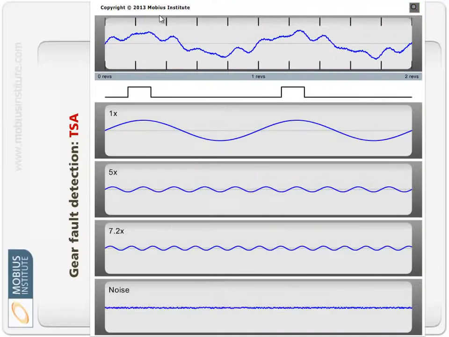So there's just 2 revolutions of the shaft, and the vibration I'm seeing here in my little simulation is I've got 1x vibration, 5x vibration, 7.2x vibration. Now that might be bearing frequency, for example, and I've got noise on top of that. So that's what's in this waveform up here.